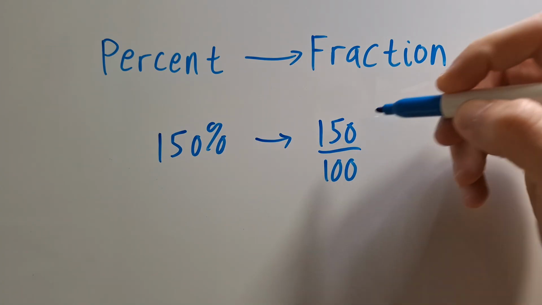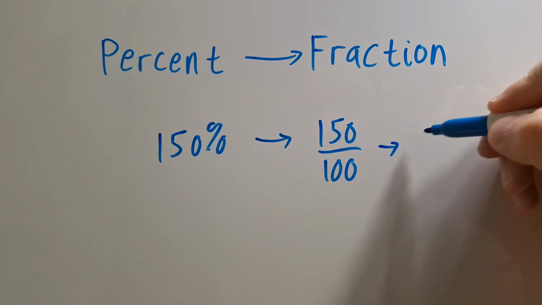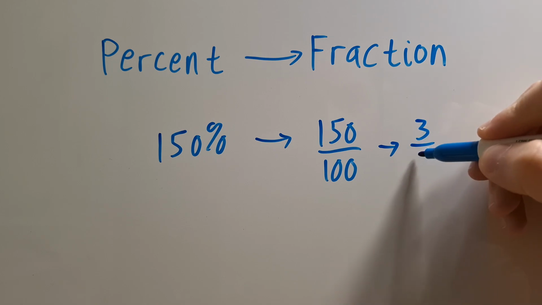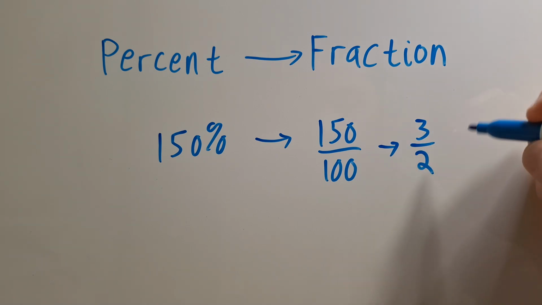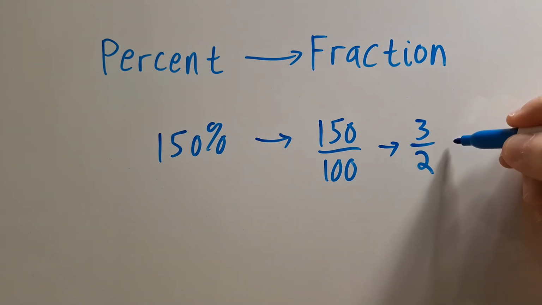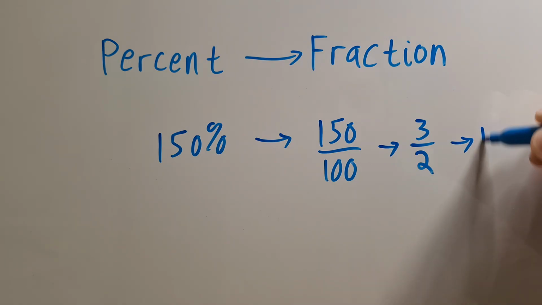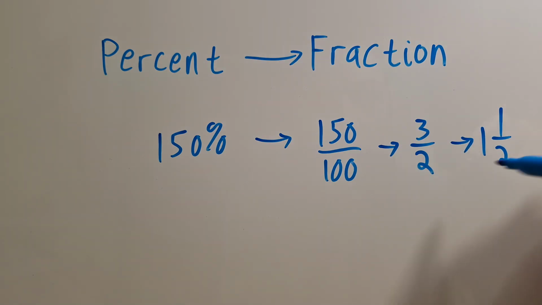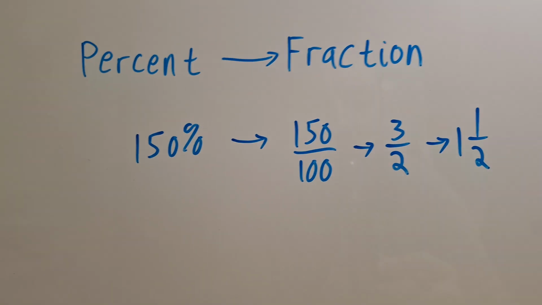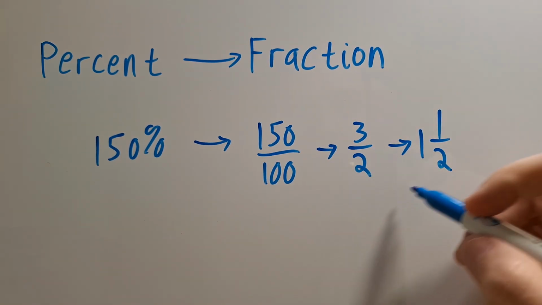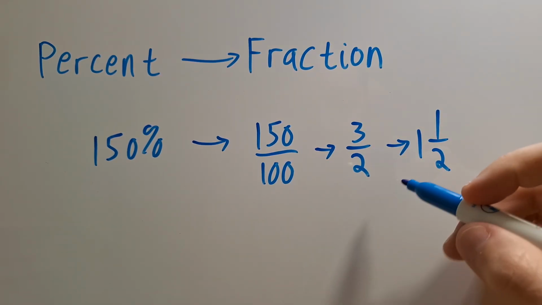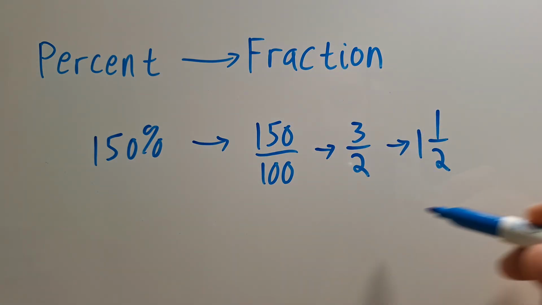Both of these numbers are divisible by 50. Doing so will give me 3/2. You can convert this to a mixed number if you would like to. That will be 1 1/2. Whichever one you're more comfortable with, you can convert between improper fractions or mixed numbers for the percent to fraction conversion.